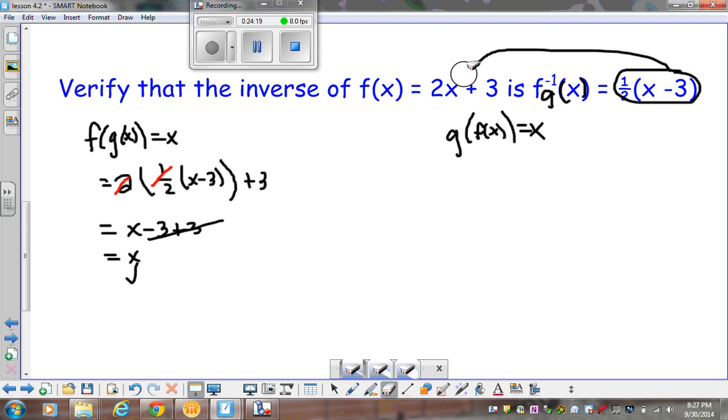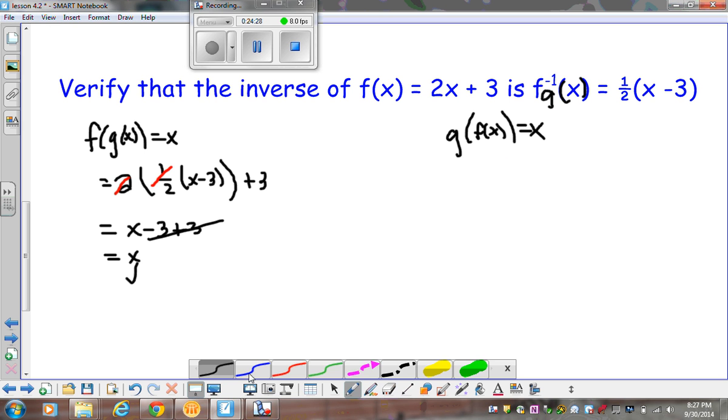I'm going to go up here and erase this piece here. So next we'll do g of f of x, or plug my original back into my inverse. Same concept. Now I'm going to take my original and plug it in here. So that means I've got 1/2 times, in place of my x, I'm going to put 2x plus 3, and I've got my minus 3.